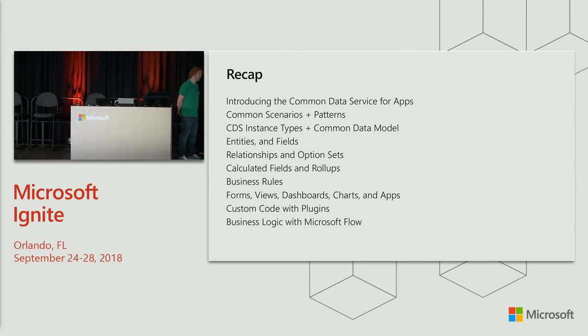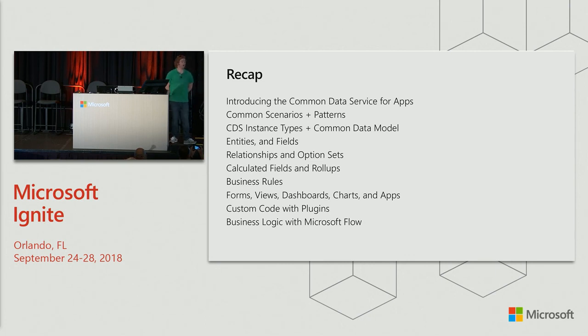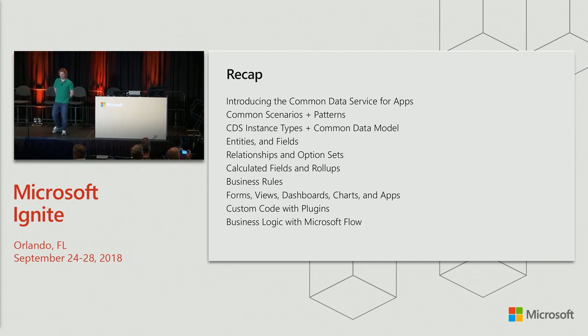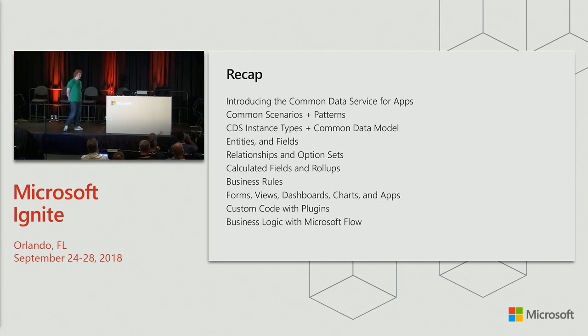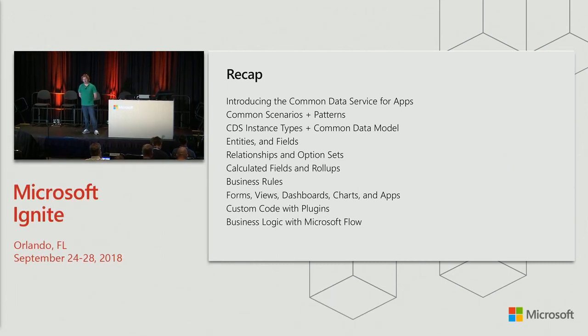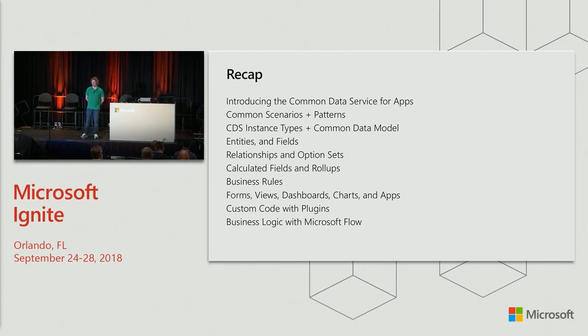To recap what we've gone through today, we've talked about the common data service for apps, as well as the way we see people use it. We talked about common scenarios for the types of apps that people will build, whether those are customized first-party apps, satellite apps, or standalone apps. We've talked about the different flavors of instance types that you can use as your starting point as you choose your own adventure. We talked about entities and fields, relationships and option sets, calculated fields and roll-ups, business rules, forms, views, dashboards, charts, and apps, custom code with plugins, and then finally business logic with Microsoft Flow.